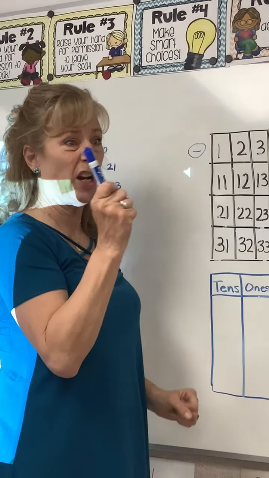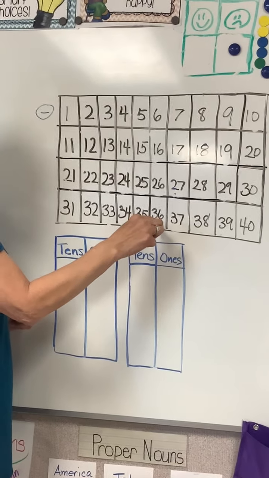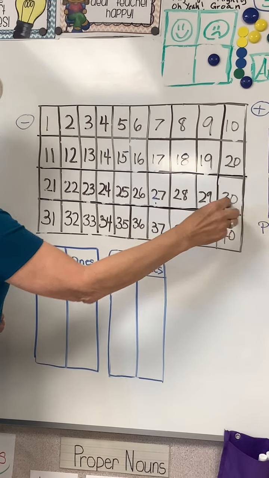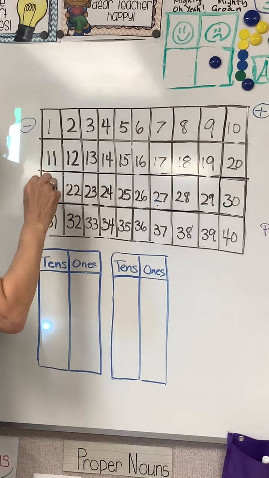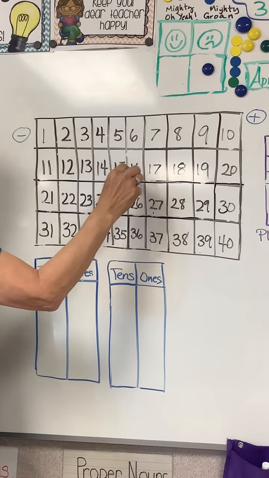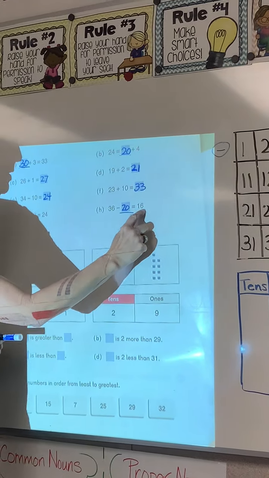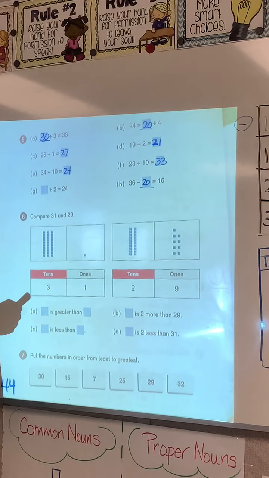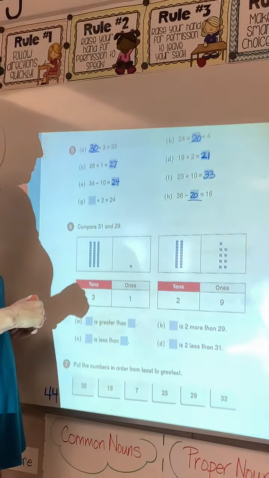Let's double check just to make sure. We'll start at 36. Let's count by ones. Count with me. 1, 2, 3, 4, 5, 6, 7, 8, 9, 10, 11, 12, 13, 14, 15, 16, 17, 18, 19, 20. 16 is the answer that we want, and there's how we got it. We went back 20.